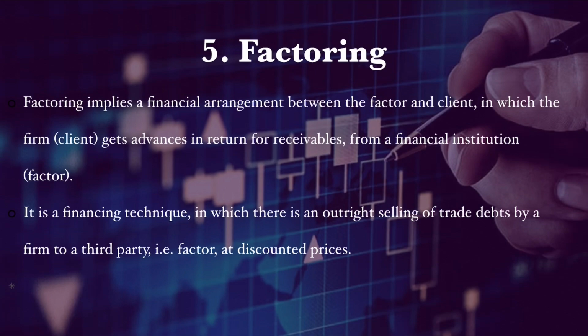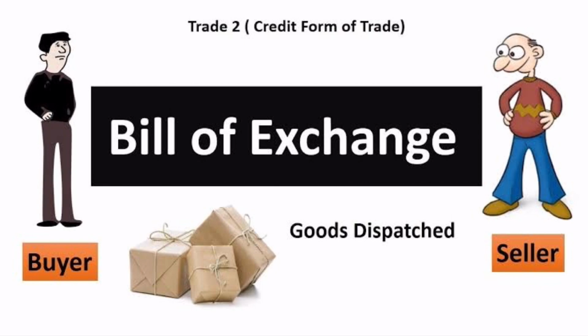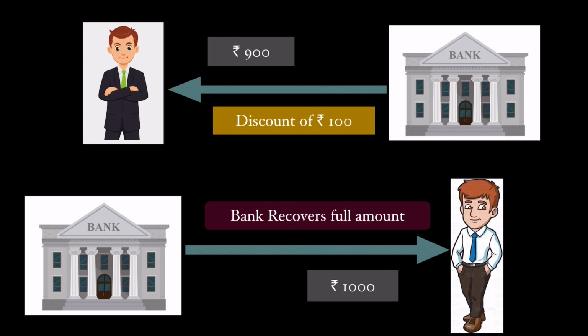What is factoring? It is a financial arrangement between the factor and client in which the client gets advances in return for receivables from a financial institution. Now guys, if you have understood bill discounting from last class, where a seller and a buyer exchange a sale credit bill of exchange, the seller wants money before the maturity of the bill. He approaches the bank and the bank is going to recover the amount from the buyer. This is what we looked at in the example in the last class.